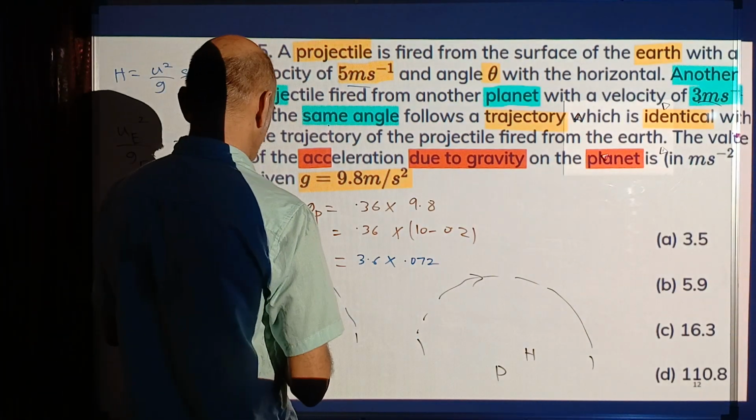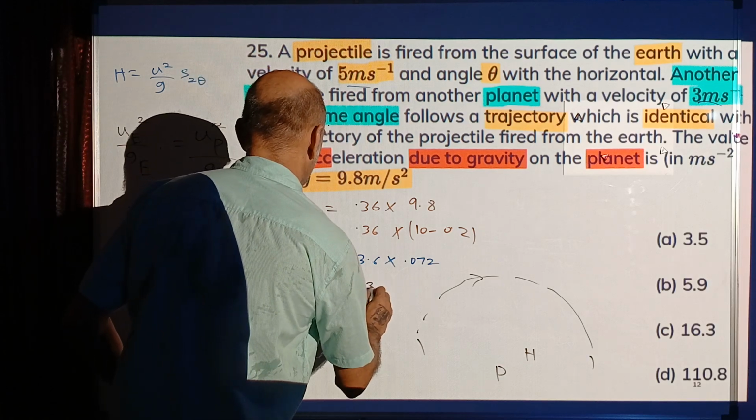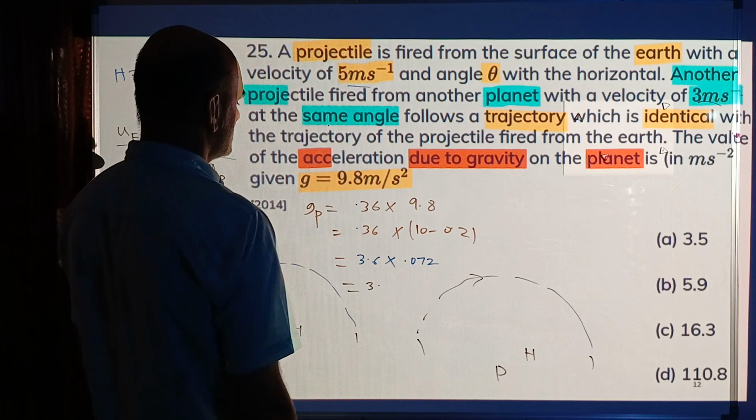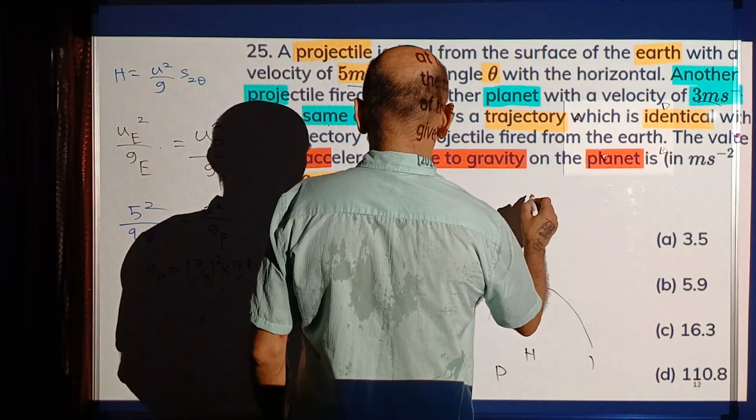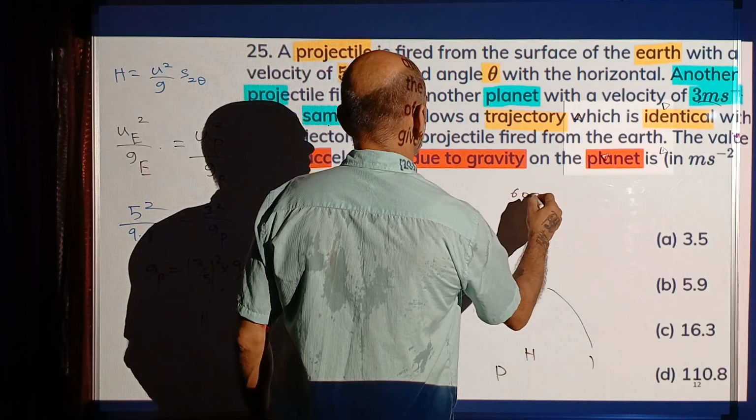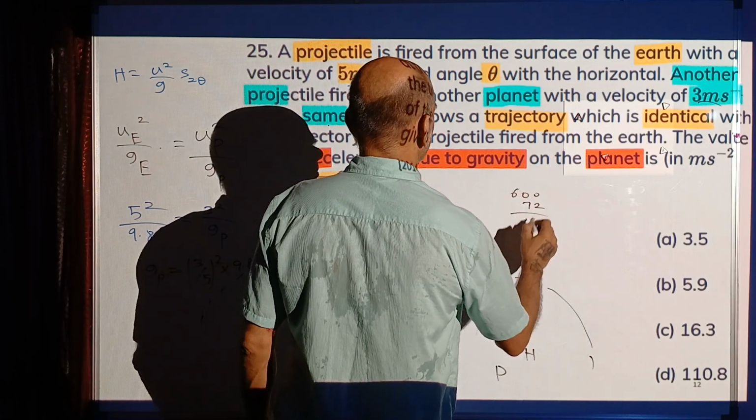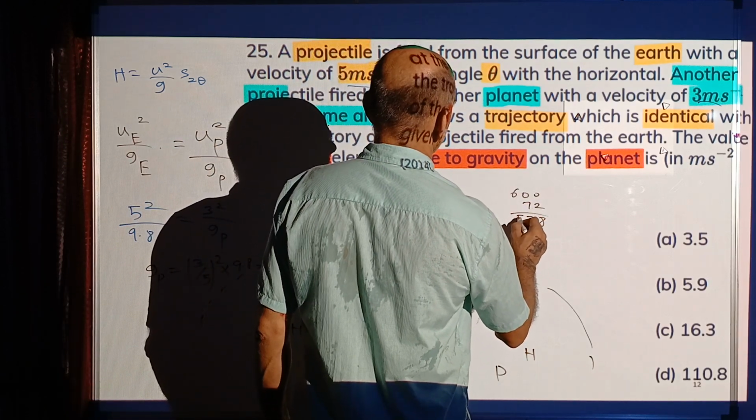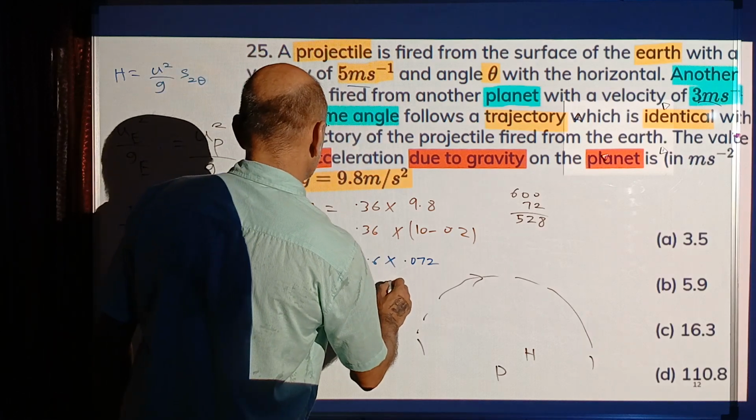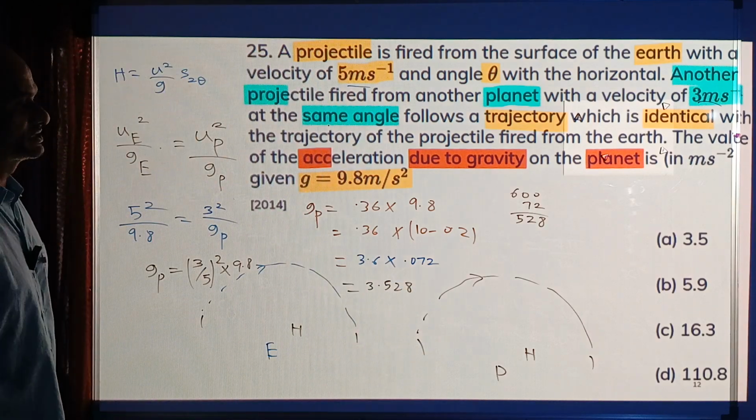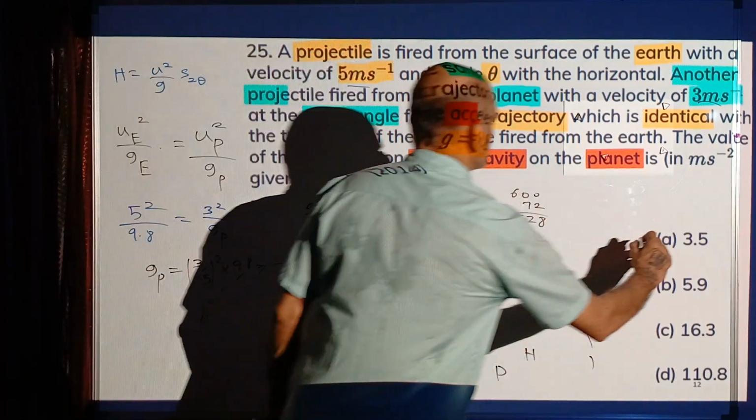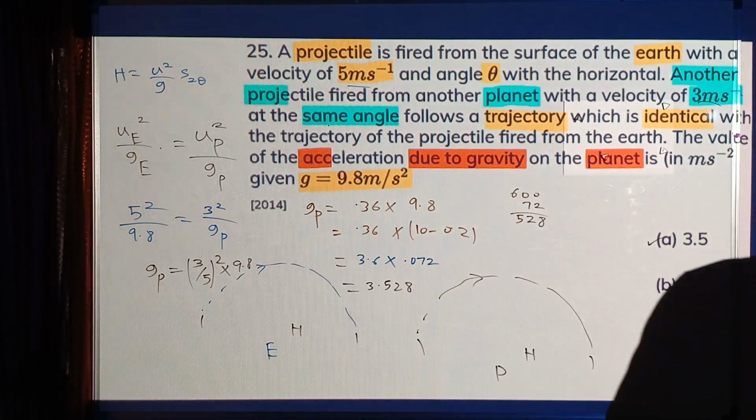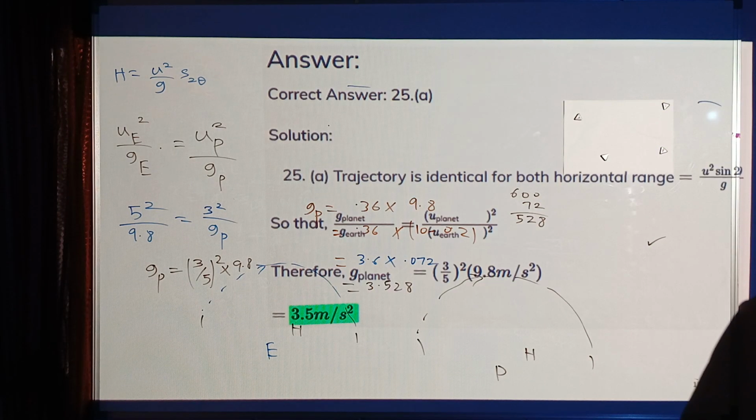So this one is 3.600 minus 0.072, rather 3600 minus 72. So it is 3528. So the answer is 3.528 in SI units, meter per second square. So it's option A. Option A is the correct answer.